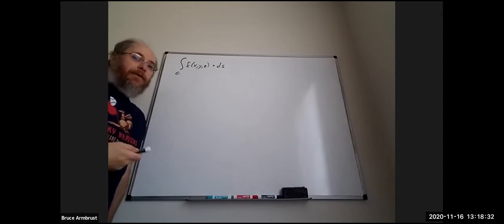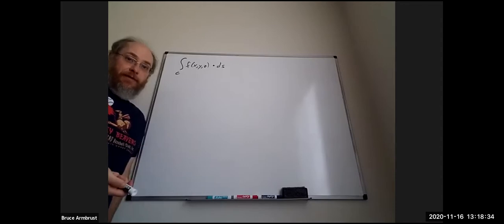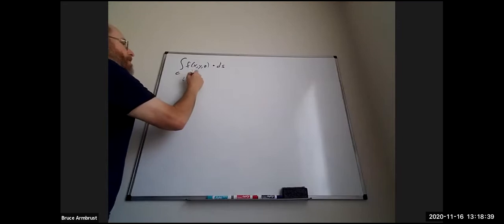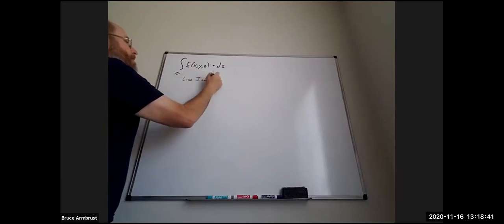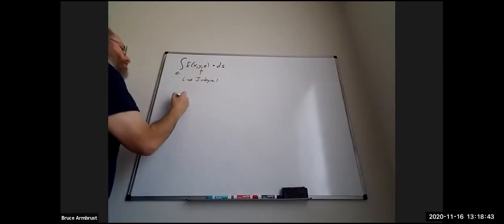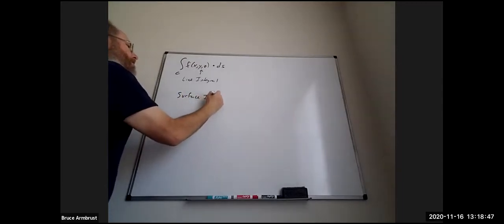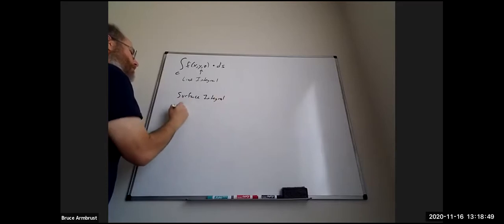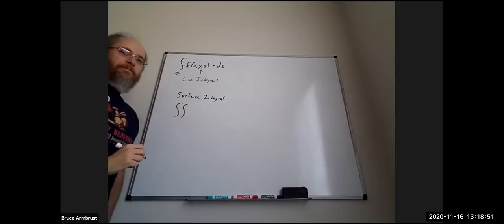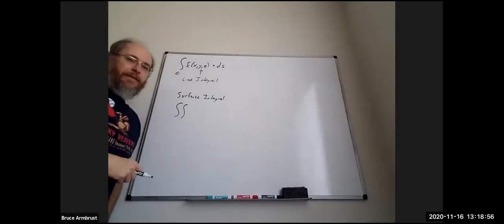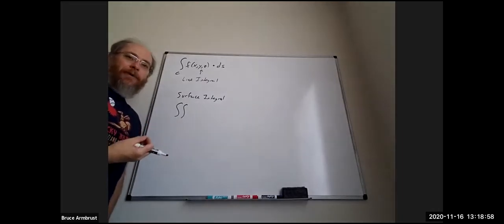Okay, so now let's think about if we're going to do this on a surface. For a surface integral, it should come as no surprise that we're going to have to do a double integral. Does that make sense? Can you see why we'd have to do a double integral? Because we're looking for a dA.